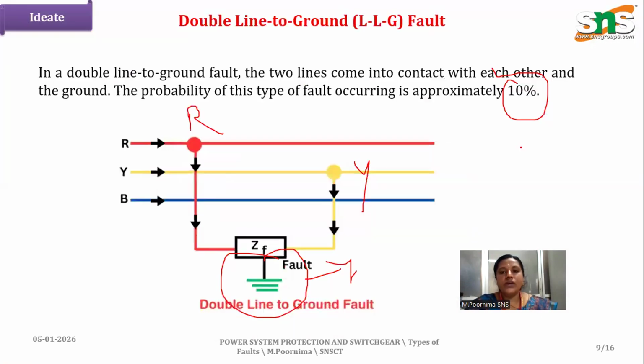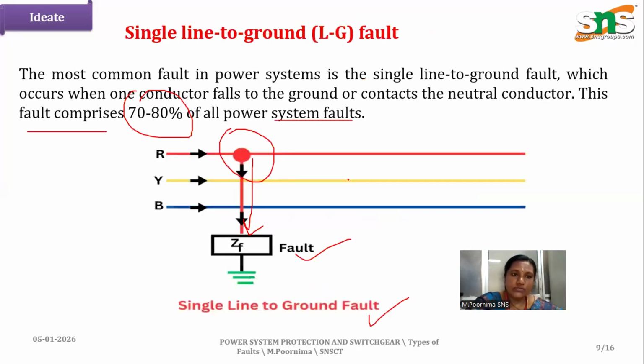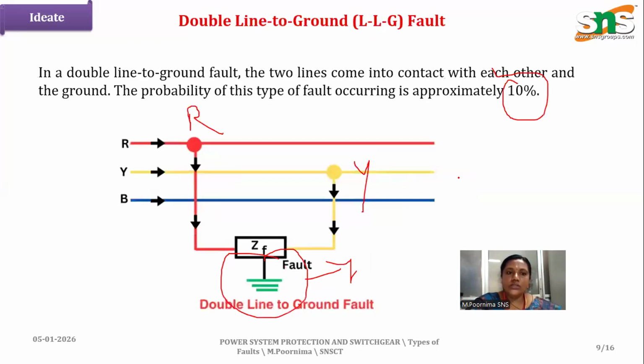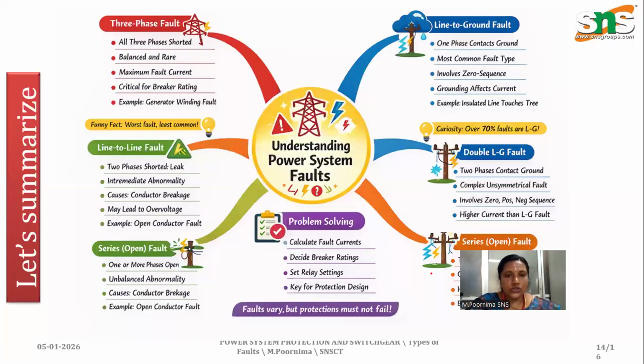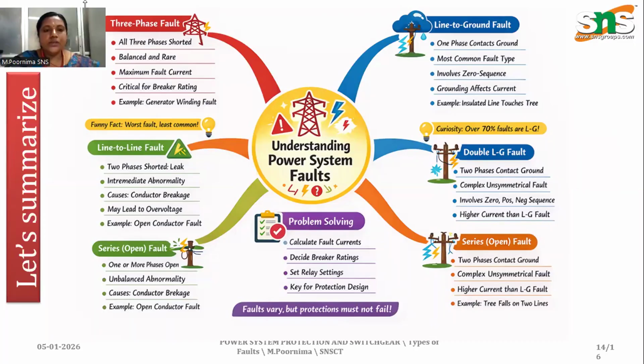Now coming to the end, these are the types of faults we have learned: symmetrical fault and unsymmetrical fault, the line to line fault, line to ground fault and double line to ground fault. Finally, we are summarizing this part, to understand power system faults.